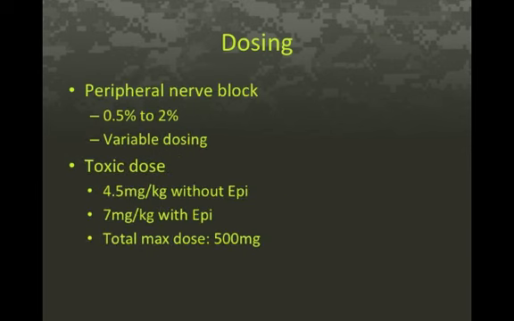For regional anesthesia with a peripheral nerve block, concentrations of 0.5 to 2% are common. Exact concentrations and dosing is highly variable and depends on the needs of the patient and the type of nerve block being performed. The toxic dose of lidocaine is 4.5 milligrams per kilogram, or 7 milligrams per kilogram when combined with epinephrine. A max total dose should never exceed 500 milligrams.